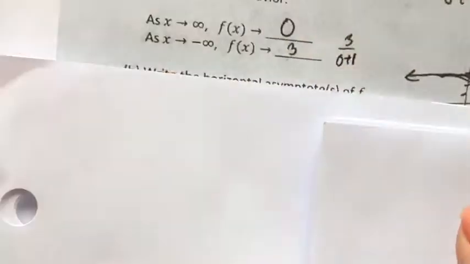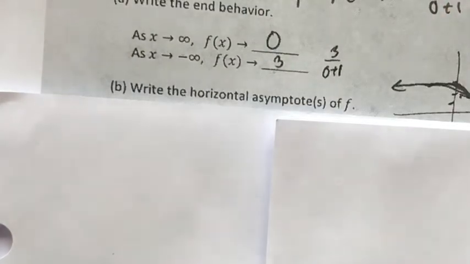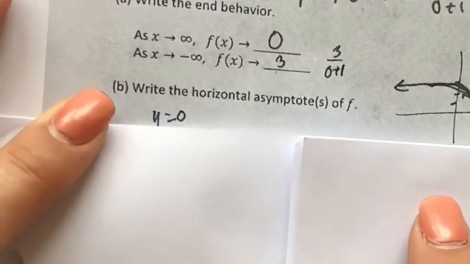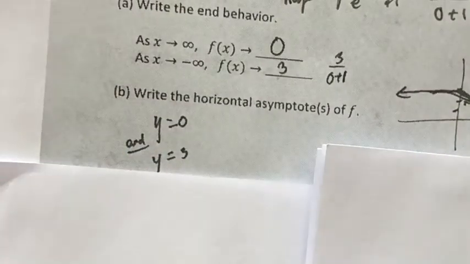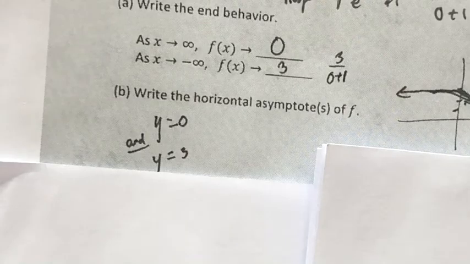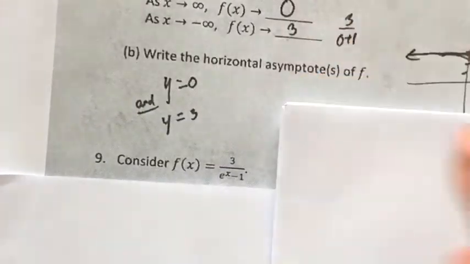So write the horizontal asymptotes. Spoiler alert, it is y equals 0 and y equals 3. So the 2 end behaviors are synonymous with horizontal asymptotes. All right, let's do this next one.